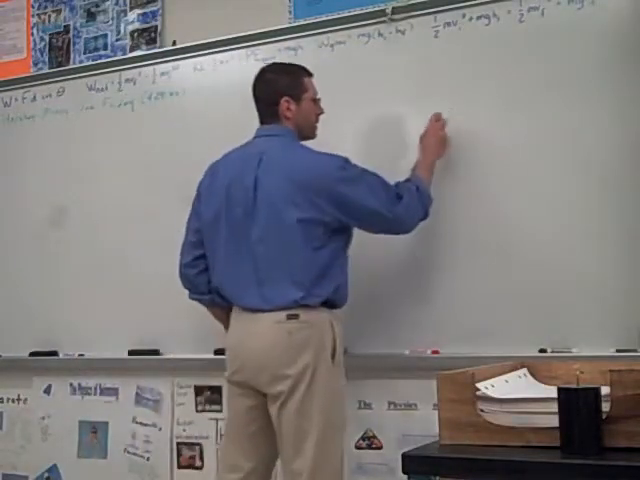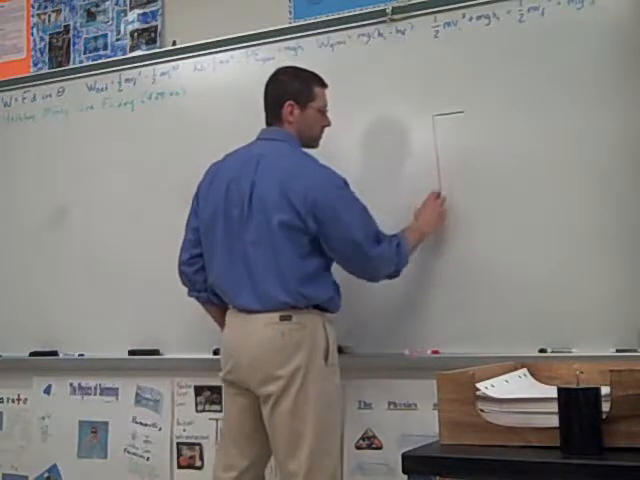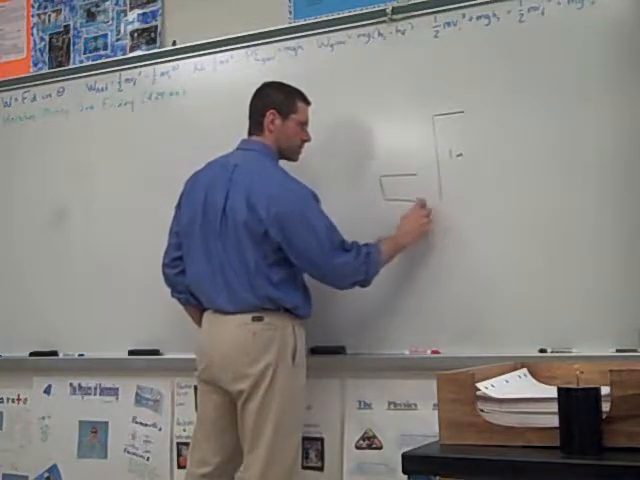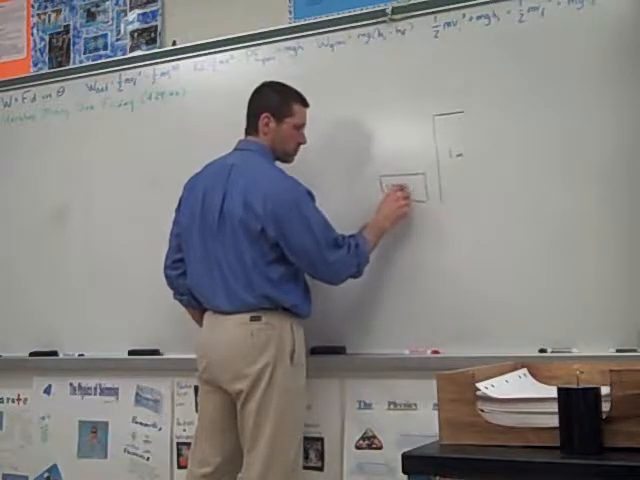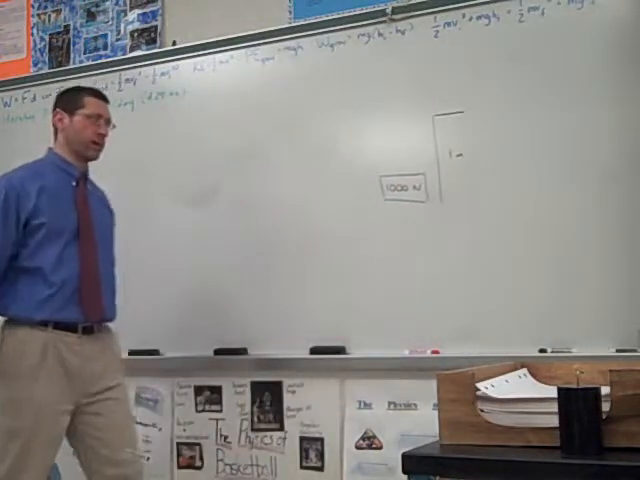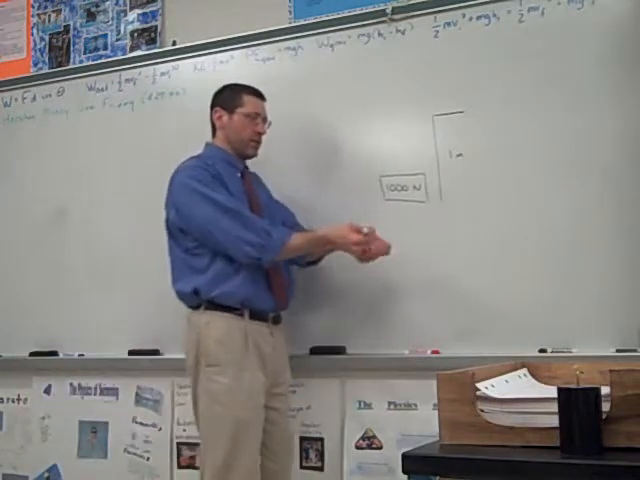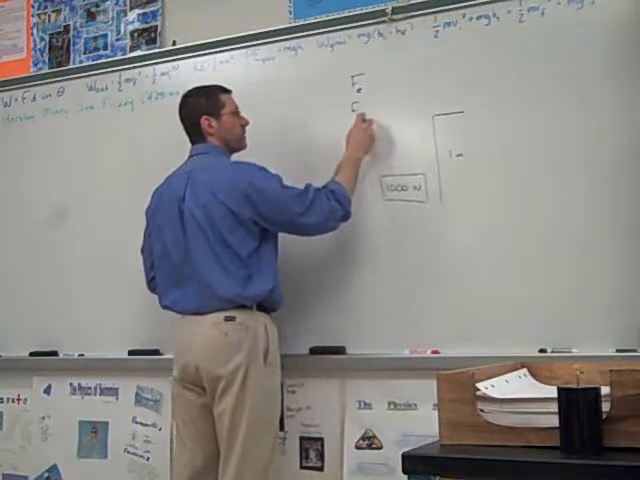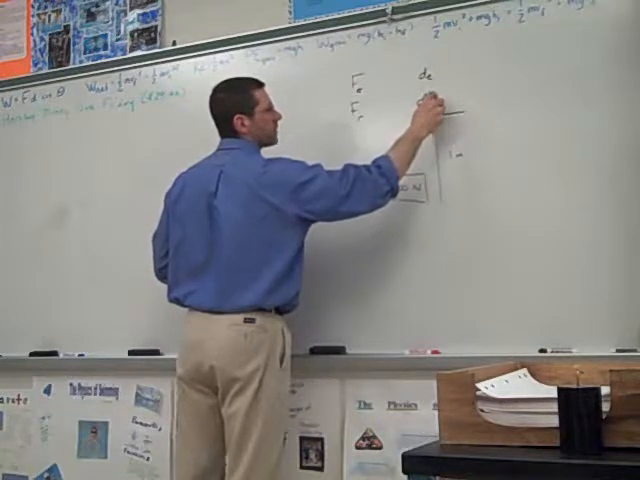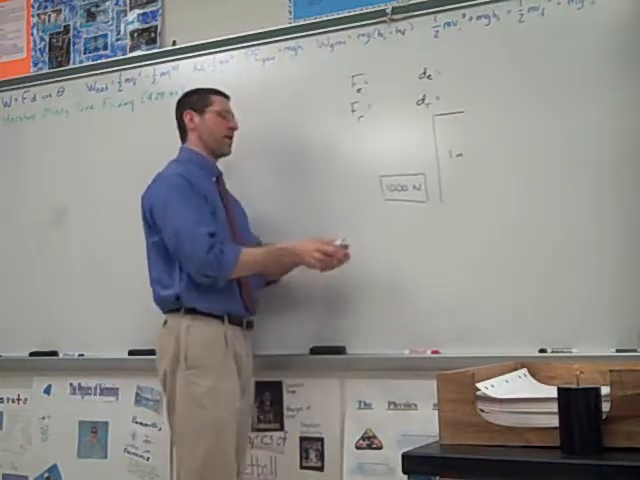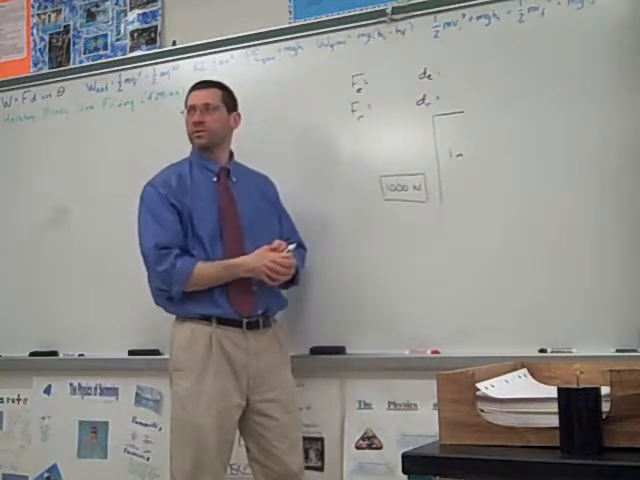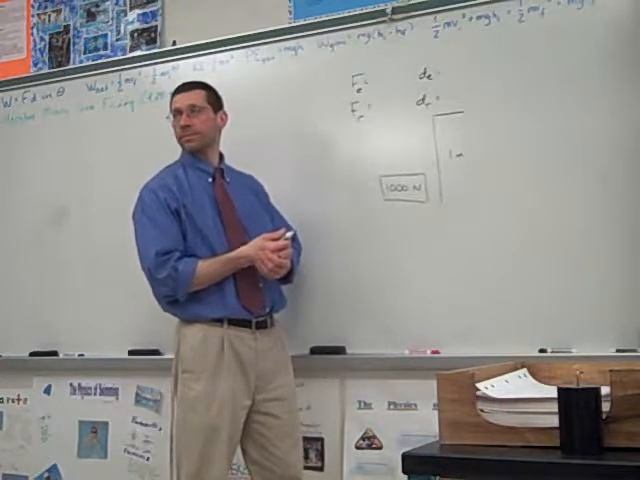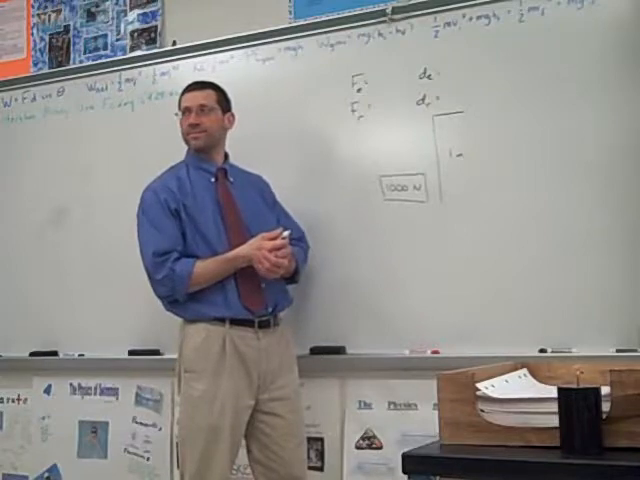Now, let's say I have a 1,000 newton box, and my goal is to lift it to a height of 1 meter. So I want to walk over, lift it up, and place it on there. And let's look at the four variables: FE, FR, DE, and DR. Okay, so I'm going to walk up to this box. I'm going to lift it. What is my effort force? How much force do I need to apply to lift it? Altogether, 1,000 newtons, right?